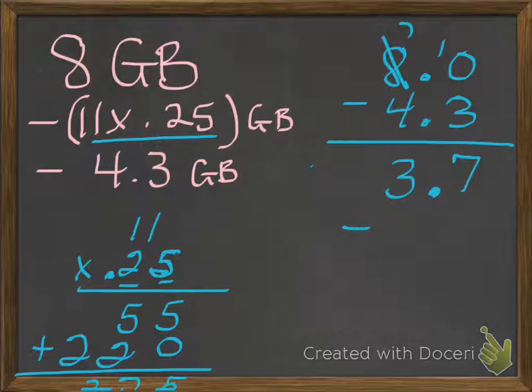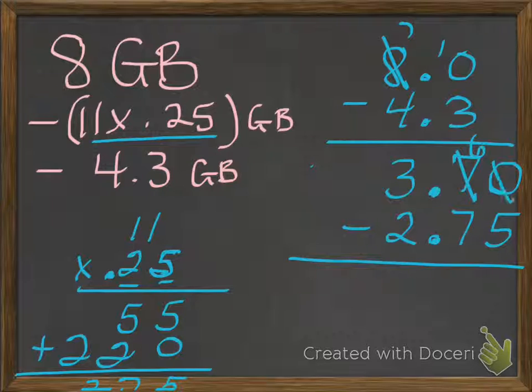So 3.7 minus 2.75. Don't forget to line up those decimal points and subtract. Remember, there's really a 0 there, so I can go ahead and put it in there if it makes it easier for me to subtract. I've got 0 minus 5, which you can't do, so I'm going to borrow and change that to a 10. 10 minus 5 is 5.